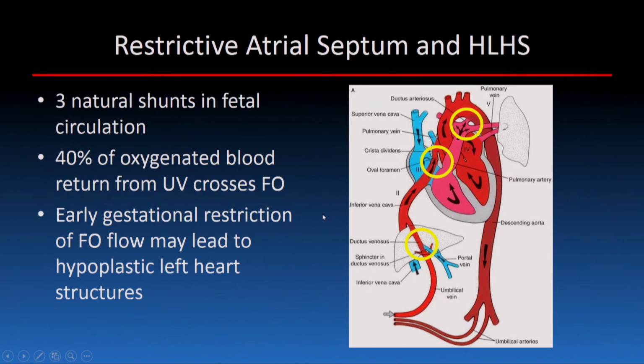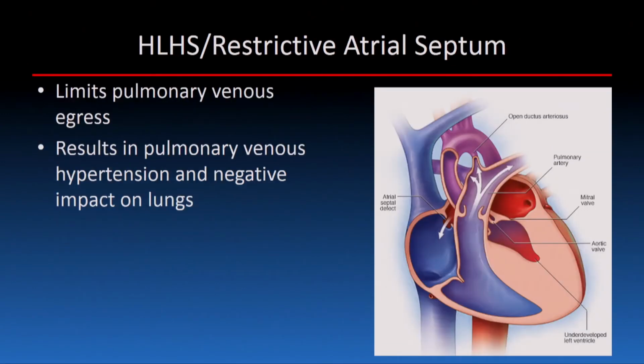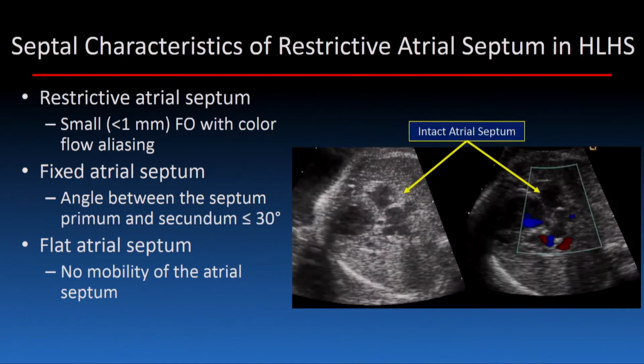And when we have early gestational restriction at the foramen ovale level, that can lead to hypoplasia of the left heart structures. And once we've developed hypoplastic left heart syndrome, restrictive atrial septum will limit the egress of pulmonary venous blood from that left atrium, which can lead to pulmonary venous hypertension and negative impact on the lungs.